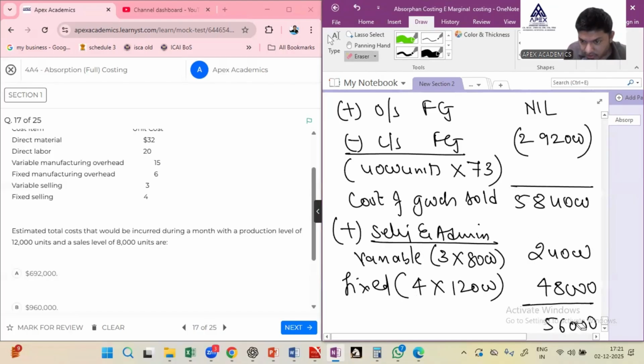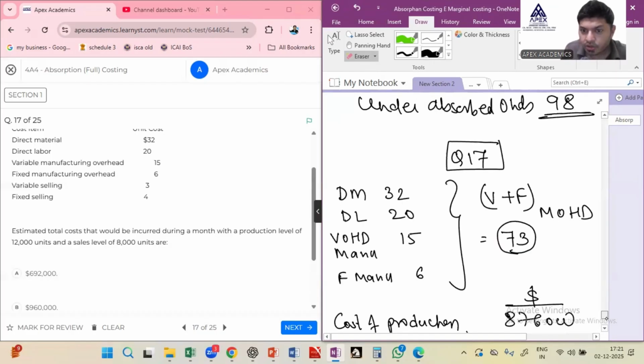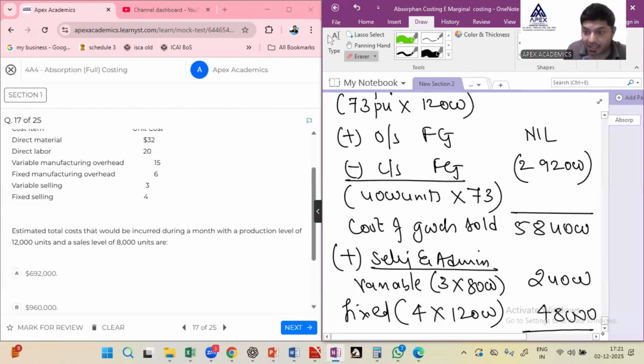So please look here. See how I'm presenting so that there is no confusion. See, first of all, see what is my cost of production. My cost of production is 876. They are asking me what is my total cost.